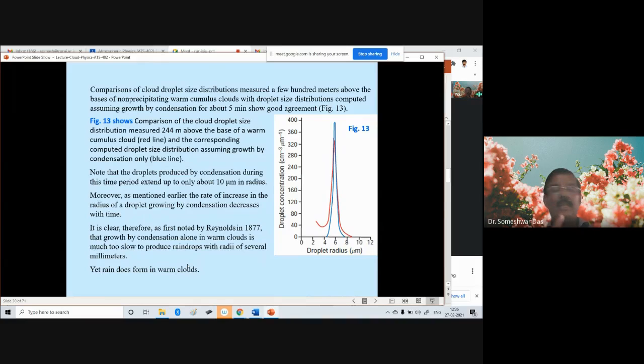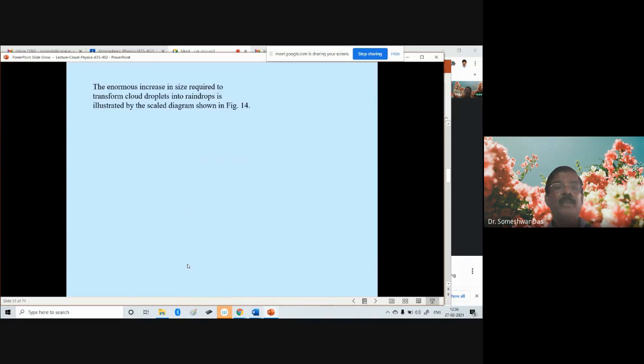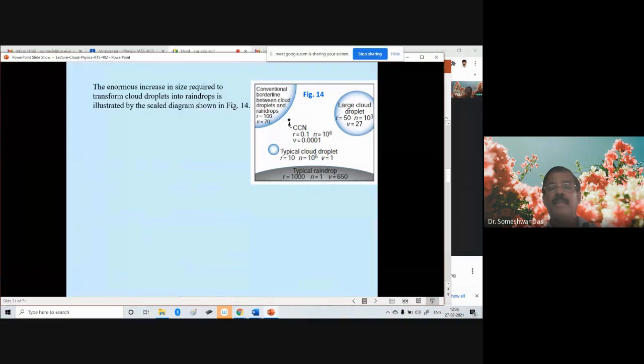Therefore, condensation alone is not sufficient for the growth of the cloud droplets, and rain does occur. So there is another process which acts much more vigorously and rapidly. The enormous increase in size required to transform cloud droplets into raindrops is illustrated by the scale diagram in this figure. Now, this diagram is illustrating various things.